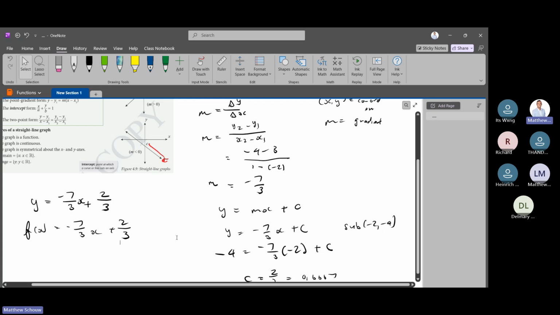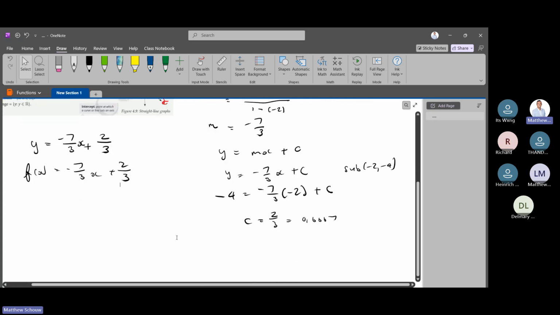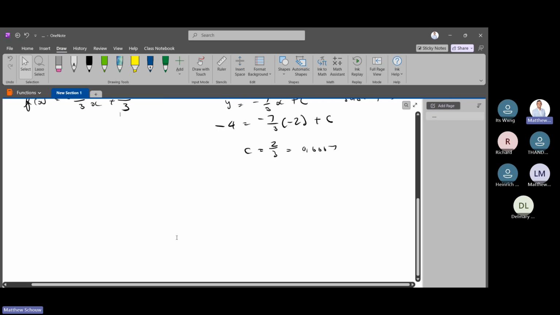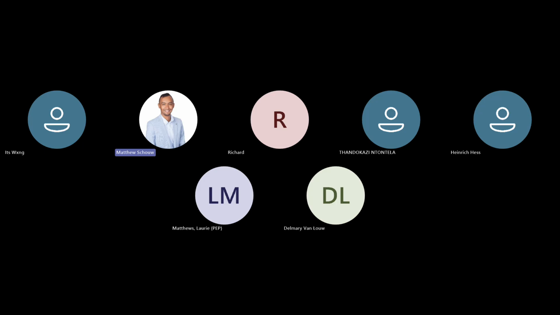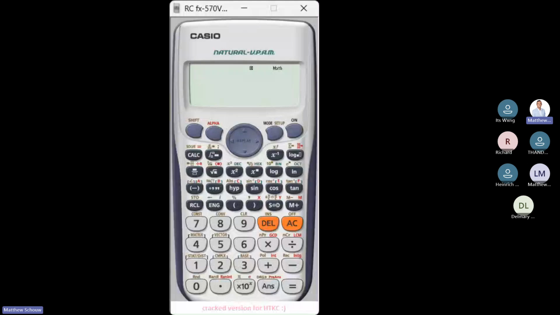If you want to plot this graph, I want to show you something. Let me just get my Casio open. I want you to remember this procedure for all graphs, and when I say all graphs, I mean all graphs. Let me share my calculator. Can you guys see my calculator? Yes, sir.